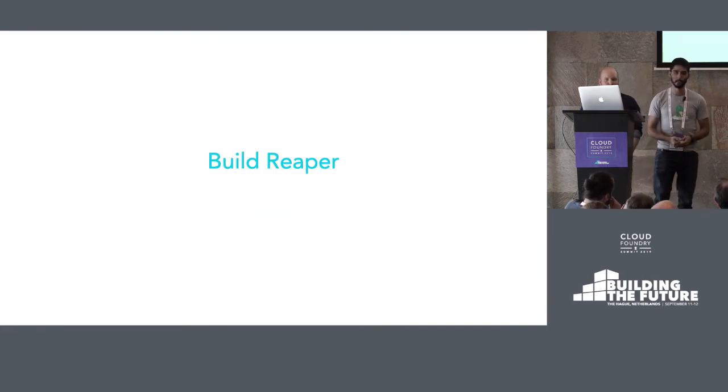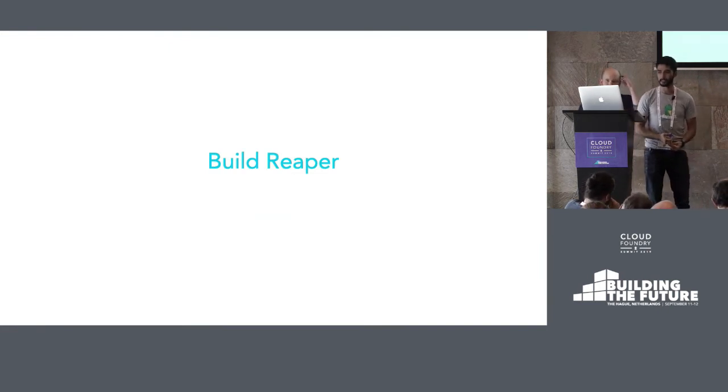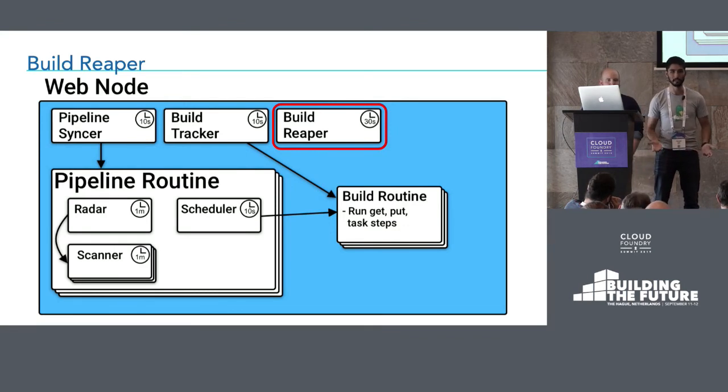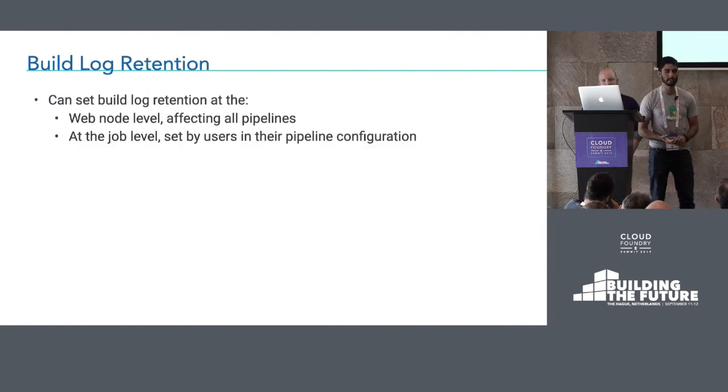So the next module that we'll talk about is the build reaper. The build reaper's job is to delete logs that come from builds. By default, Concourse actually doesn't delete any builds, because again, we don't want to delete something that you might want to keep around. So the build reaper does nothing, and if you want it to do something, you have to set a build log retention policy.